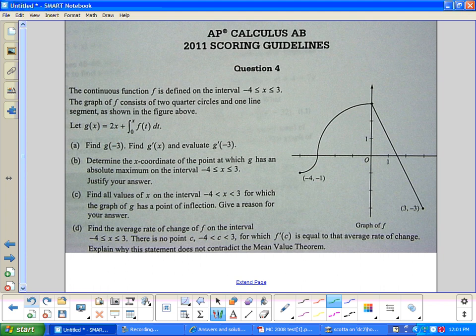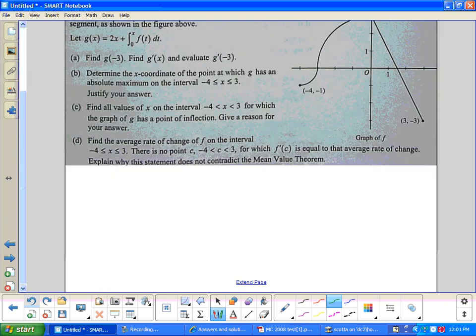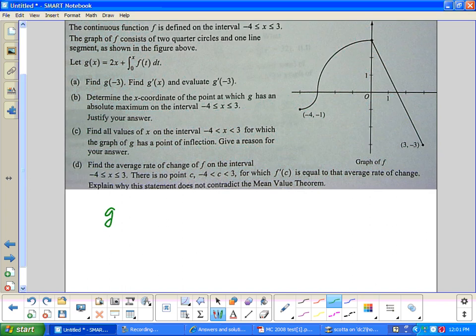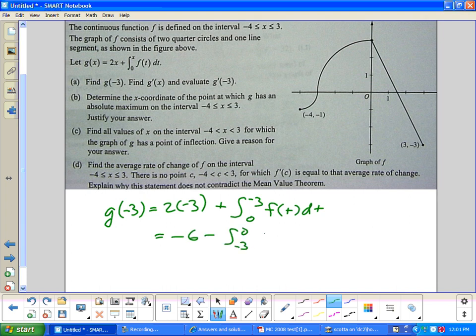Okay, so g of -3 you simply have to put into the equation. All right, so if I do that, and I've got a picture of my graph, this is what I would write for g of -3. But I cannot integrate this the way it stands, so I would write this as -6 minus the integral from -3 to 0 of f(t) dt.